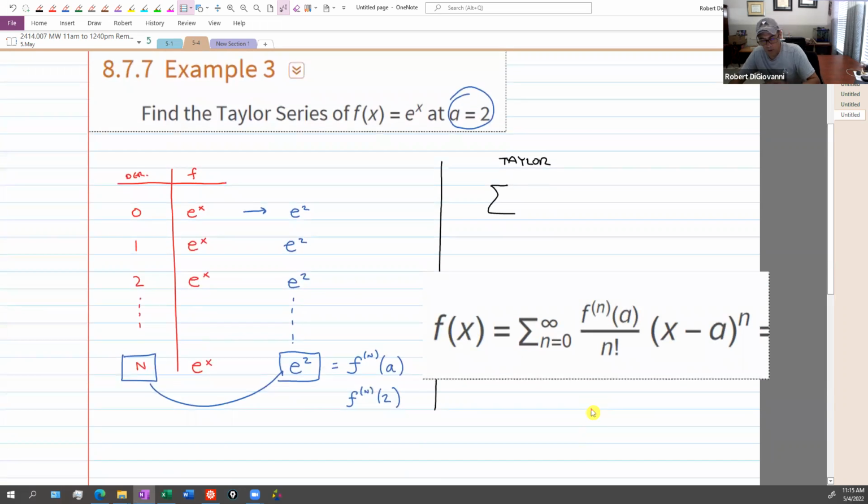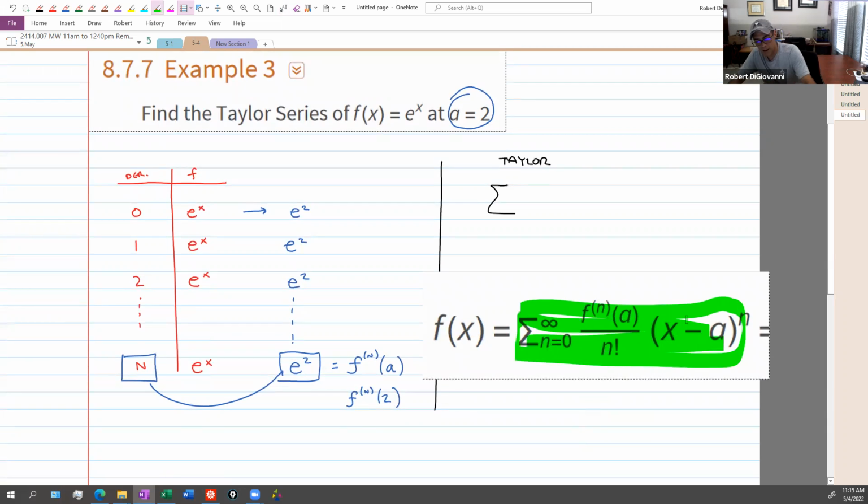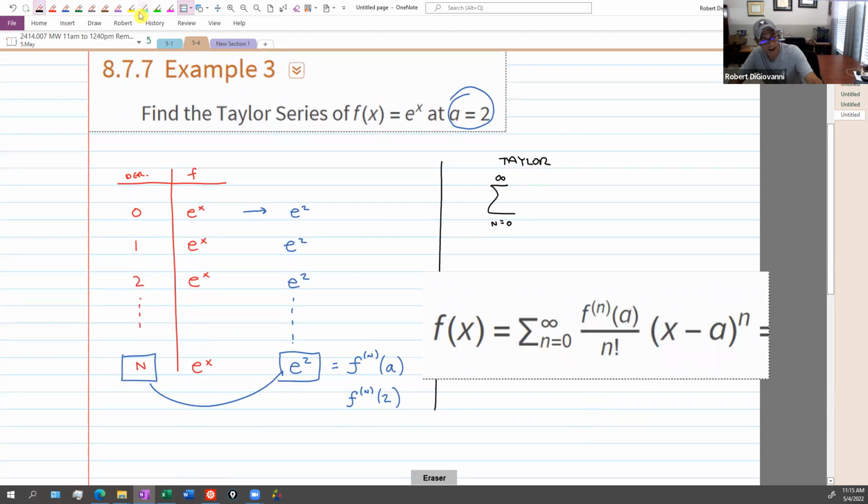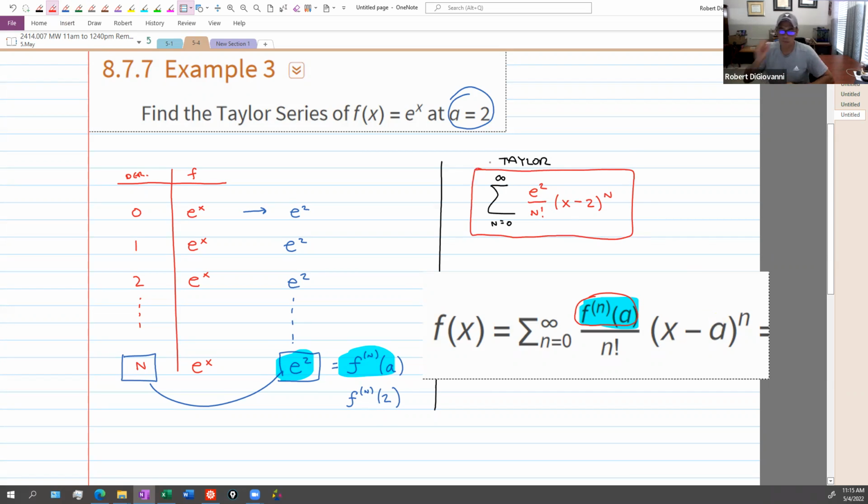So we're going to do this sum right here. We're going to write this out, and we're going to start at 0 and go to infinity. Now the big question is, do we have a formula for the nth derivative at a? And yes, we do. It's e squared. So that's just going to become e squared right there, over n factorial. And then we have x minus a, but a is 2 here for us, so (x minus 2) to the n. That is our Taylor series. It's nice to do e to the x because when you take the derivative over and over, it's itself, and that means you'll have a formula for this.